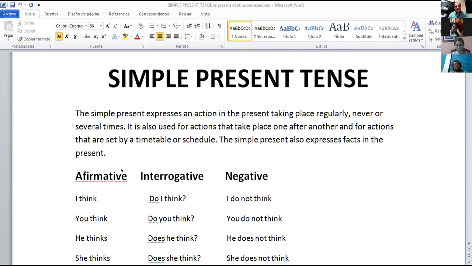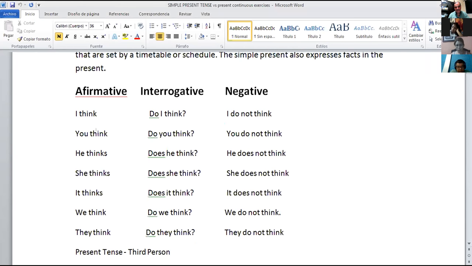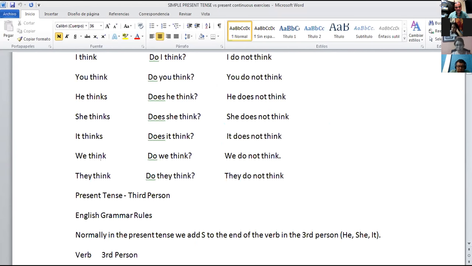Let's see. Okay, how is the affirmative? I think, you think, he thinks. Remember, he, she, and it take the S. Remember, the inflection. And then we think, they think.